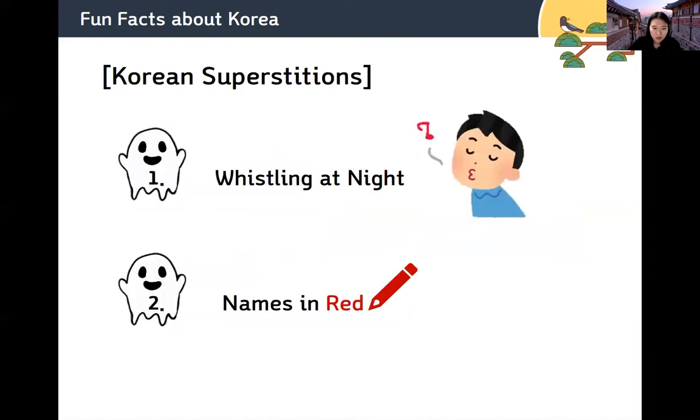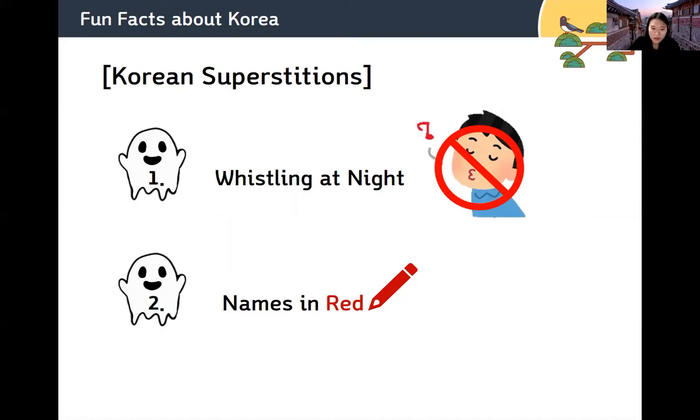Korea is one of the countries that was once rooted in shamanism, so we still believe a lot of superstitions. First, whistling at night is highly discouraged in Korea. It has long been believed that whistling at night can summon spirits, ghosts, demons, and other unearthly creatures. A slightly less terrifying but still frightening version of the superstition is that snakes will appear instead of spirits.